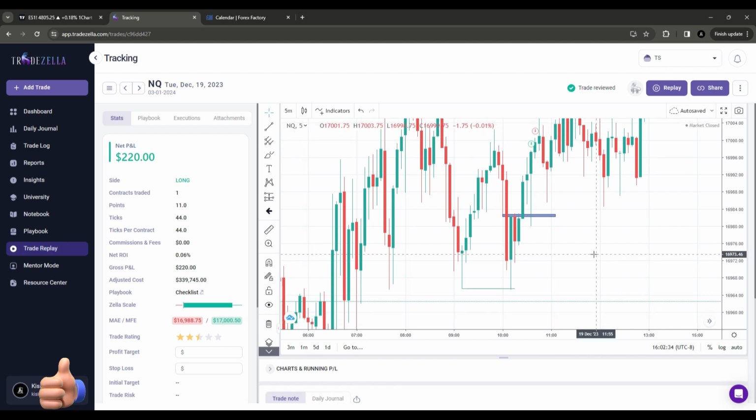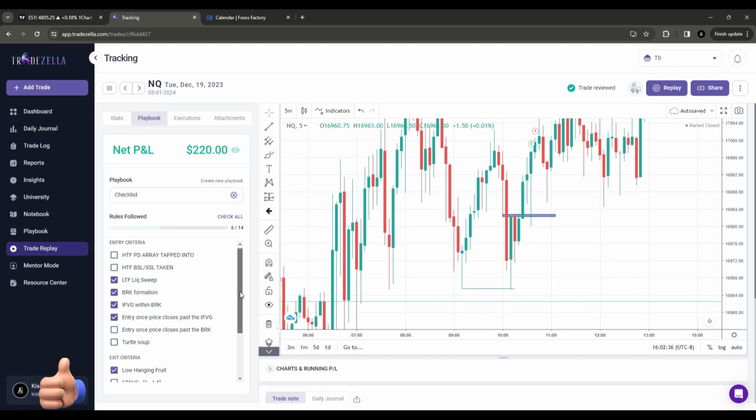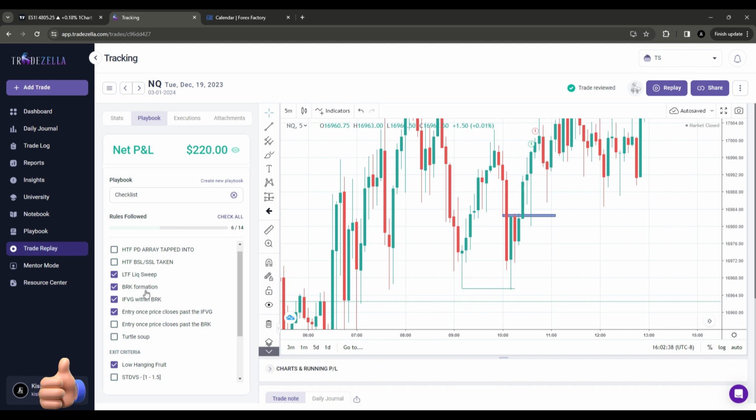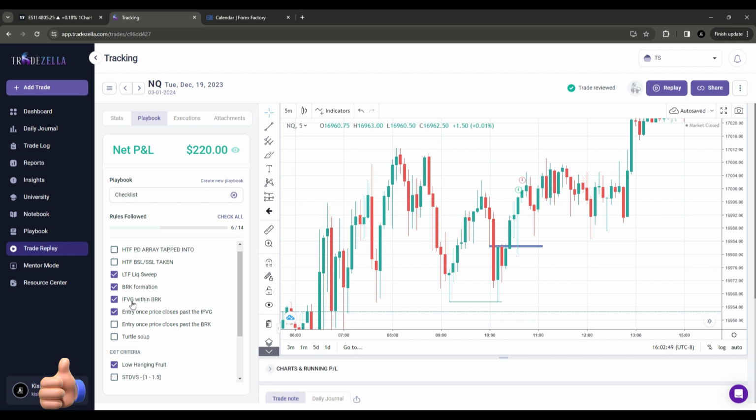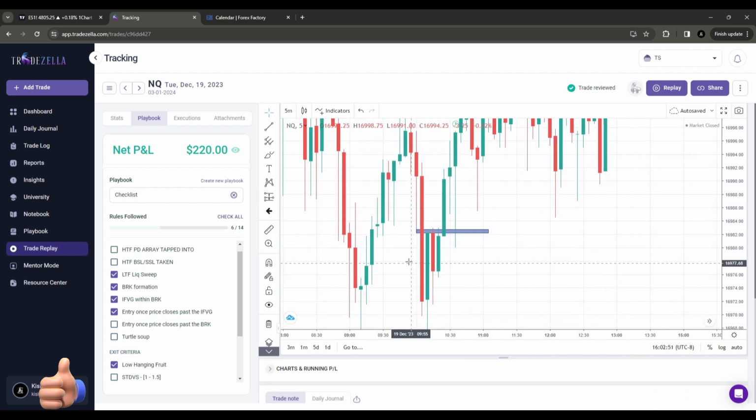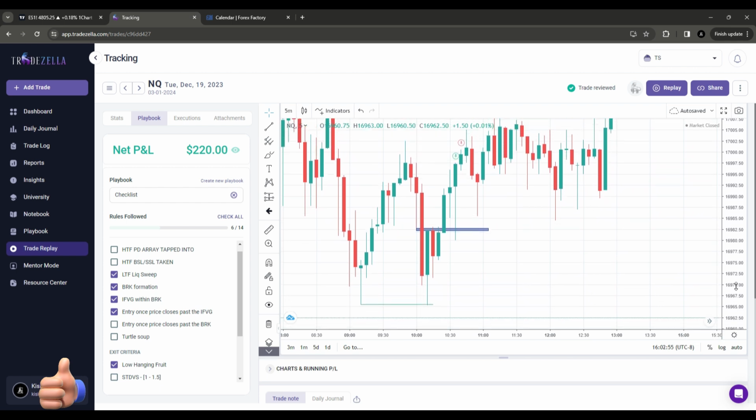And like I said again, part of our checklist: low time frame liquidity sweep, breaker formation. So where is our breaker? We have a low, a high, lower low that sweeps liquidity. And do we have, this is the important part, an inverse within our breaker? There is our inverse right there. Did we close above the inverse? Yes, we did.